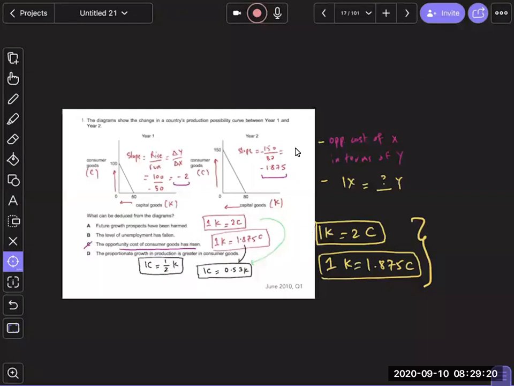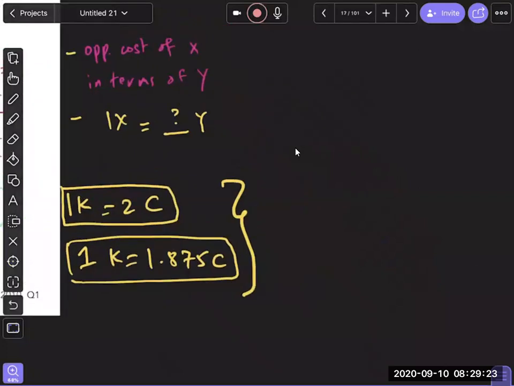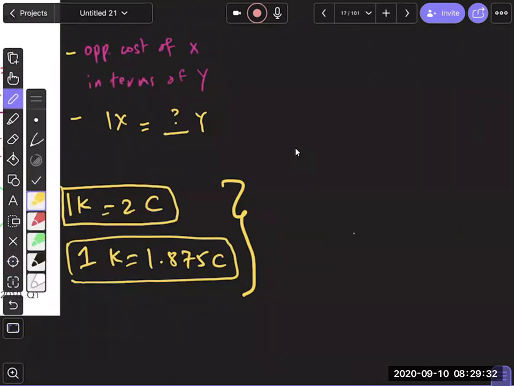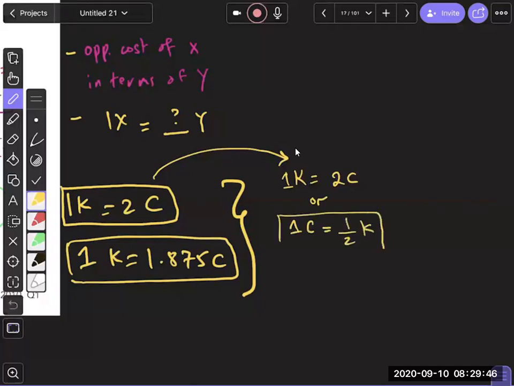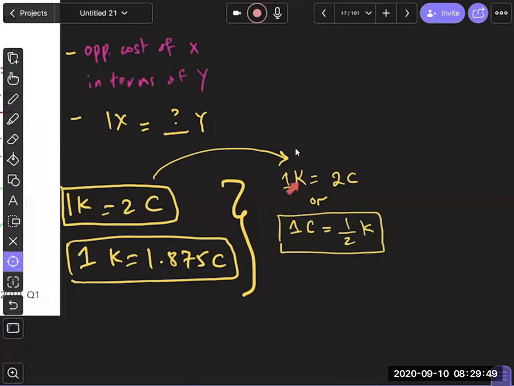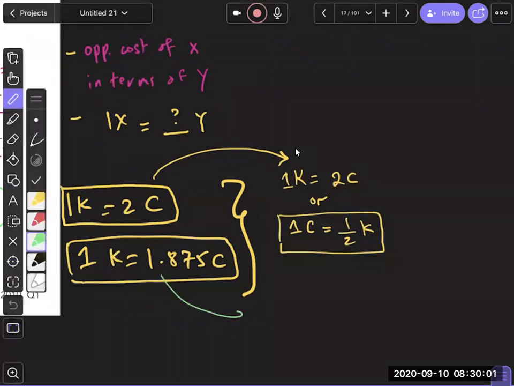Then comes the next part. This is K expressed in terms of C. Can I express C in terms of K? So if I want to change this, 1K is equal to 2C, but it could also be written as 1C is equal to half K. Do you get it? So 1K was equal to 2C. You bring 2 on the other side, so 1C will be half K. This is just math, guys.